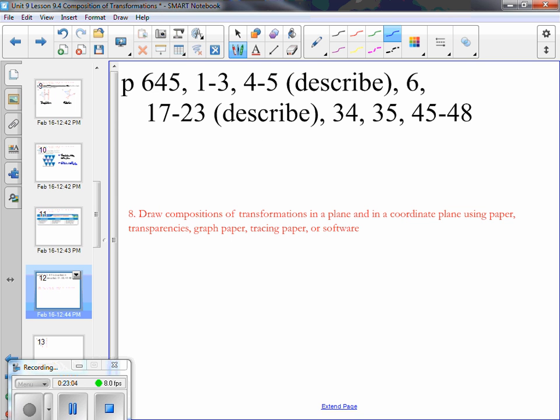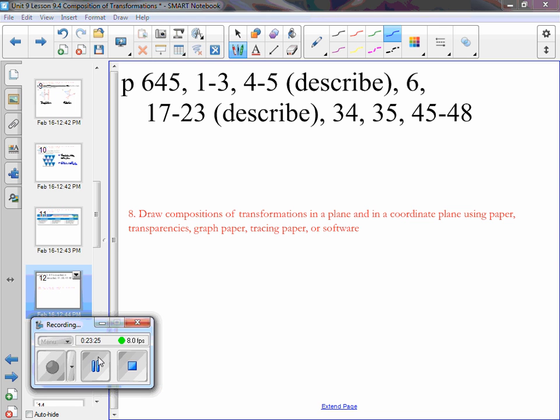All righty. On page 645, you need to do 1, 2, 3. For 4 and 5, just describe the transformation. Do 6 and 17 through 23. Just describe the transformation. 34, 35, 45 through 48.